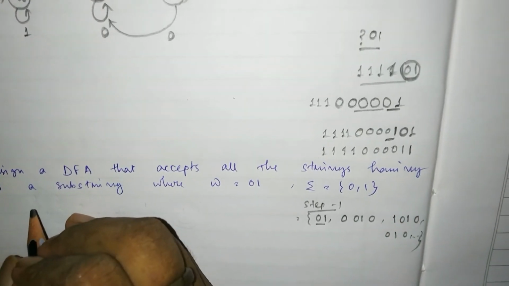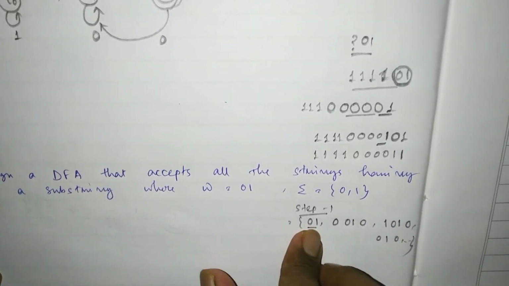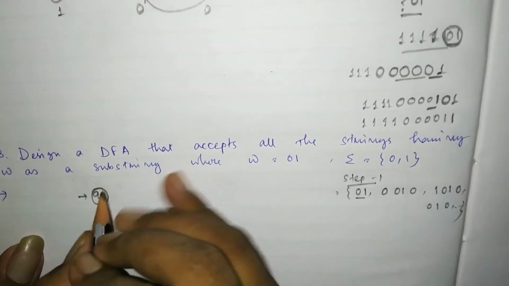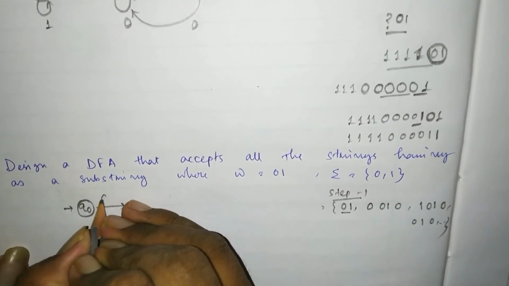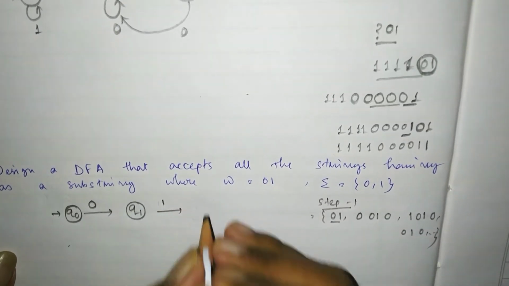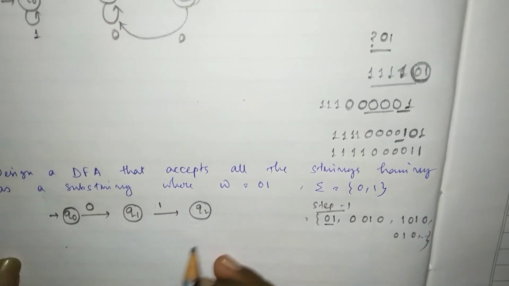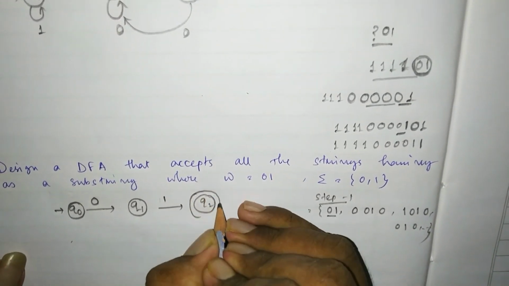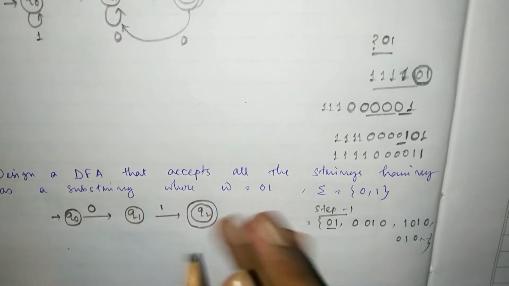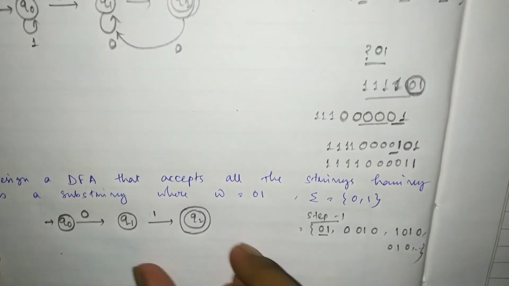Now step 2 is, as I said, I have to design the DFA such that this machine will accept the smallest possible string. So my Q0 is the initial state. From Q0, for input symbol 0, we have a transition from Q0 to Q1, then from Q1 to Q2, and this machine will accept this string. So Q2 will be my final state. Now, this 01 can be present in the string anywhere: at the starting position, at the ending position, or at an intermediate position.